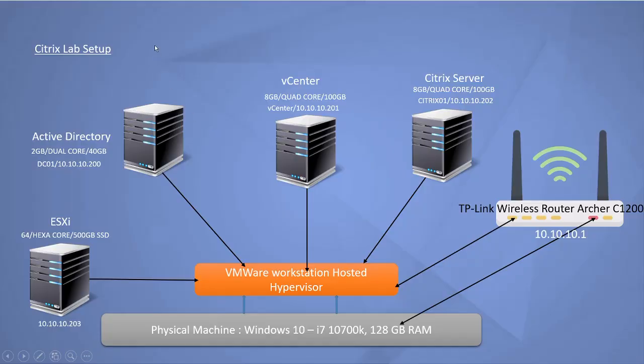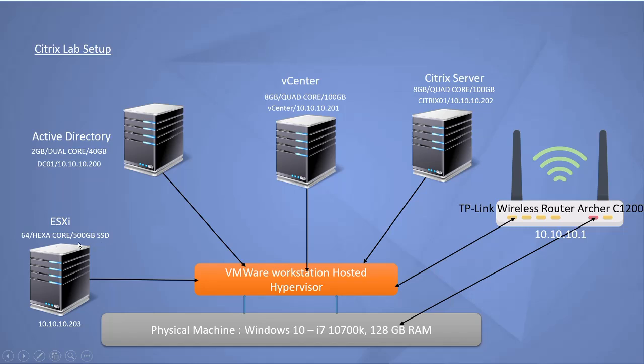As you see on the screen, for the Citrix lab setup, we will pick up Active Directory and provide 2 GB RAM, dual core and a 40 GB hard disk to this server. For vCenter, we will need 8 GB, quad core and a 100 GB hard drive. For the Citrix server, we need 8 GB, quad core, and again 100 GB of space. For ESXi, 64 GB RAM, hexa core, minimum 6 cores and a 500 GB SSD.